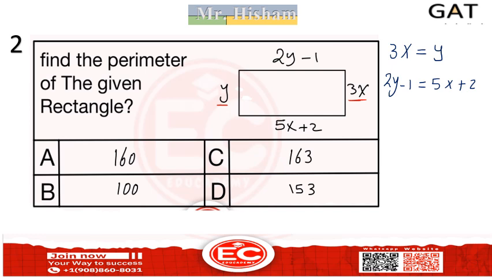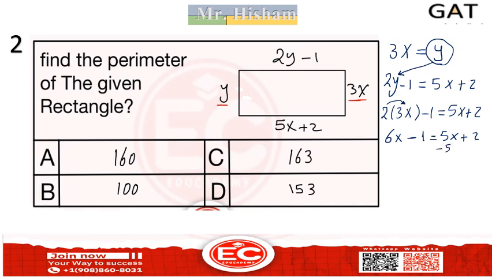All I have to do is replace this y by 3x. So 2 times 3x minus 1 is equal to 5x plus 2. Notice that the questions in Qudrat are very easy to solve. It's not that complicated. So 2 multiplied by 3x is 6x, minus 1 is equal to 5x plus 2. By subtracting 5x from the left and 5x from the right, and adding 1 to the left and adding 1 to the right, x is equal to 3.